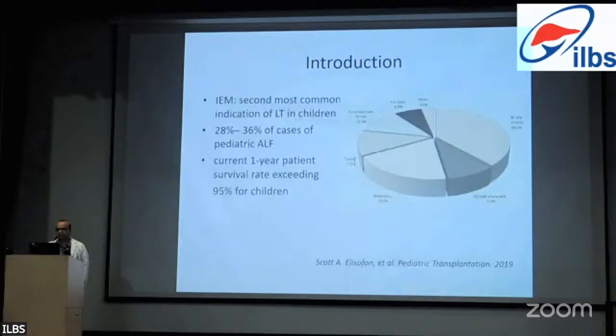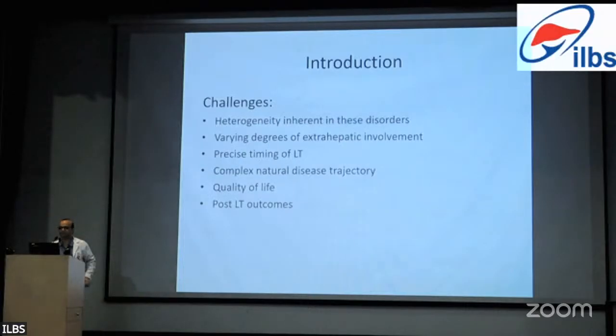So again, showing the different indications of liver transplant in pediatric patients as per the SPLIT registry data, it is the second most common indication for liver transplantation, followed by biliary atresia. Apart from that, almost 30 to 35% cases of pediatric ALF have underlying inborn error of metabolism. And the current 1 year patient survival rate almost exceeds 95% in these children, including all types, DDLT, LDLT, and other indications. But this is not that straightforward.